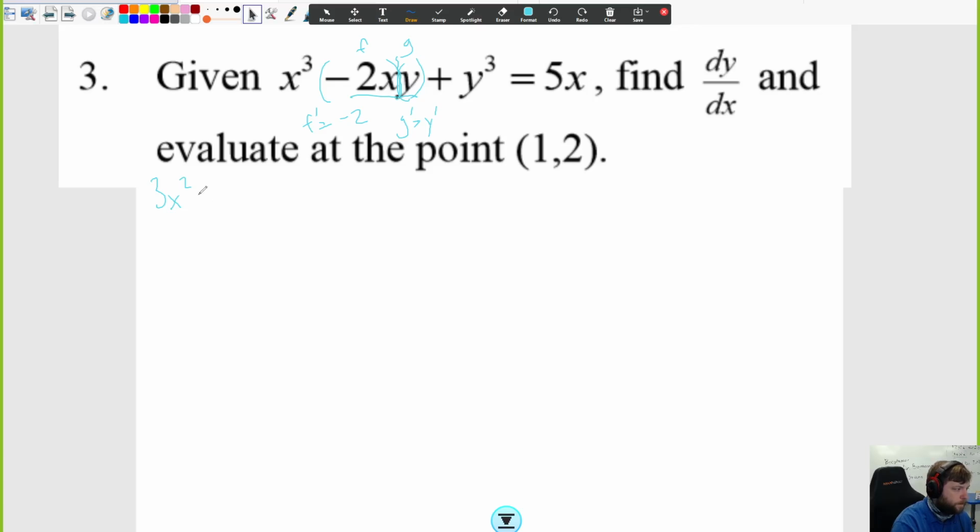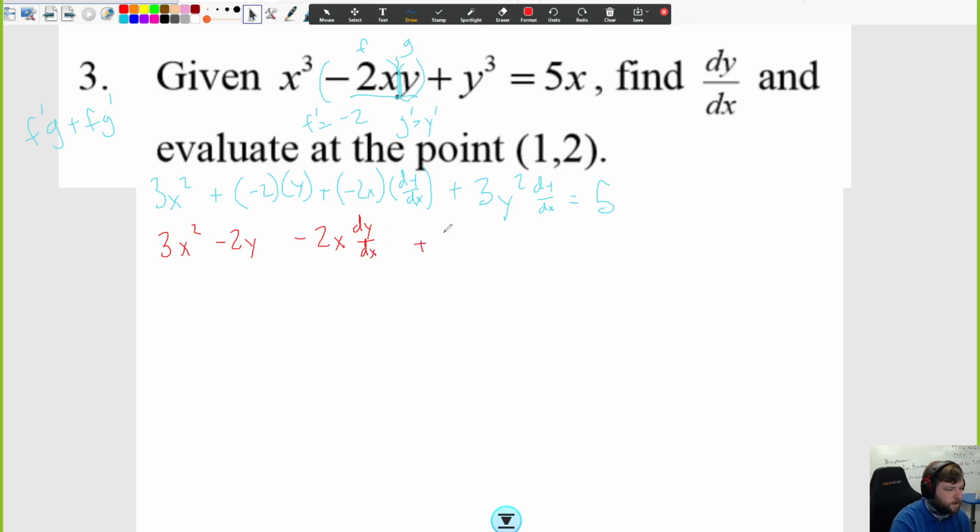So my product rule is going to be, okay, I'm going to say plus, and I'm just doing these in parentheses. Keeping track of negatives is weird. So my product rule, I go f prime g plus f g prime for my order. I'm going to go negative 2 times y plus negative 2x times dy/dx. I guess you didn't need parentheses. And the derivative of y cubed is 3y squared dy/dx, equals 5, derivative 5x. All right. So cleaning that up a little bit: 3x squared minus 2y minus 2x dy/dx plus 3y squared dy/dx.